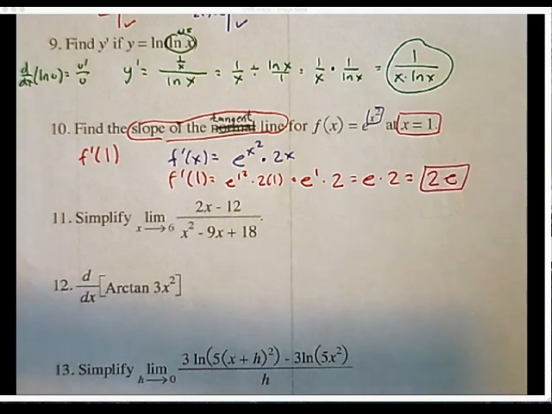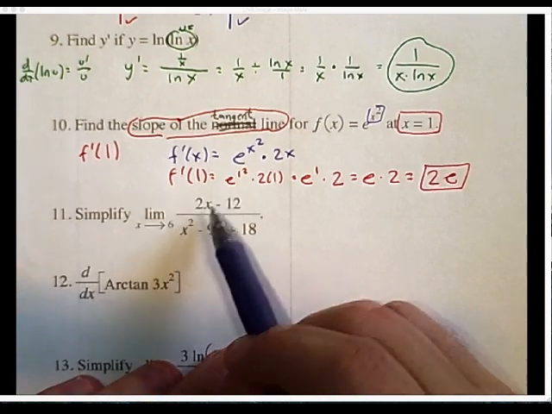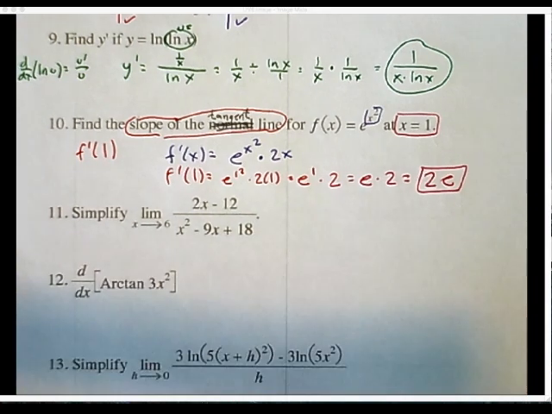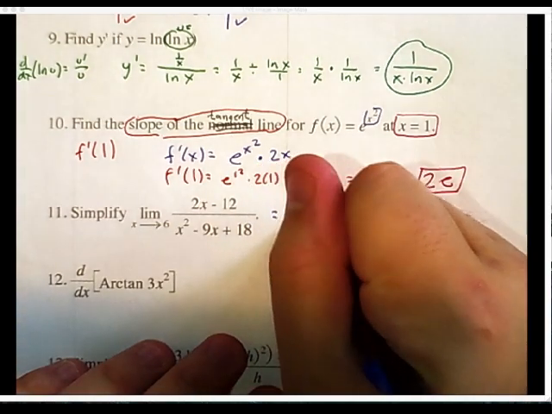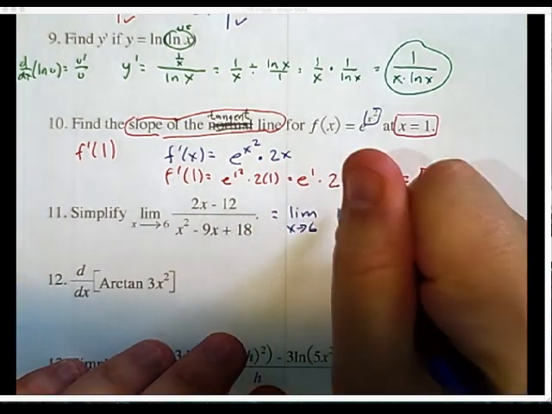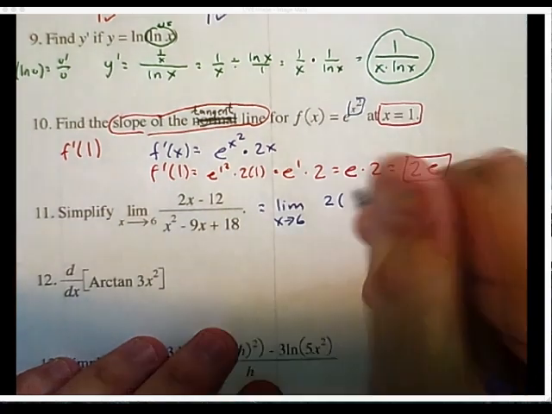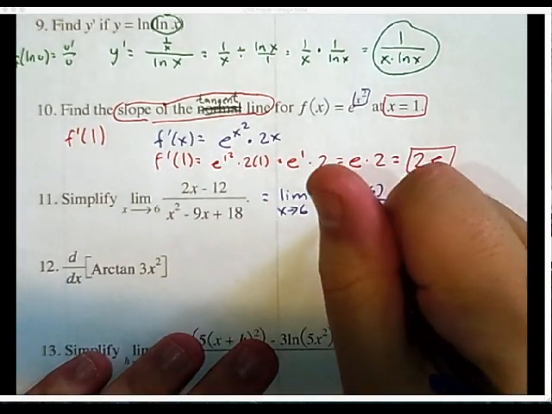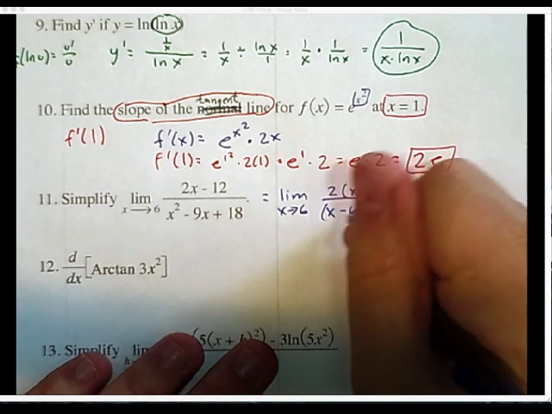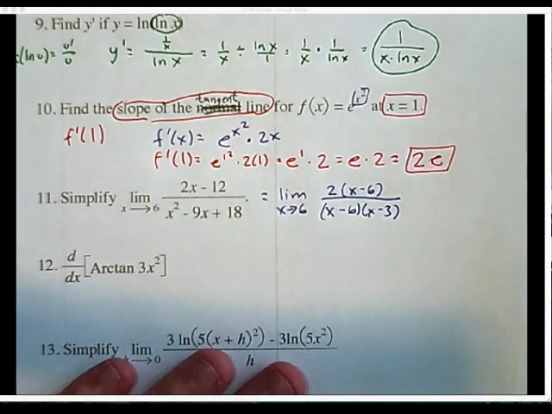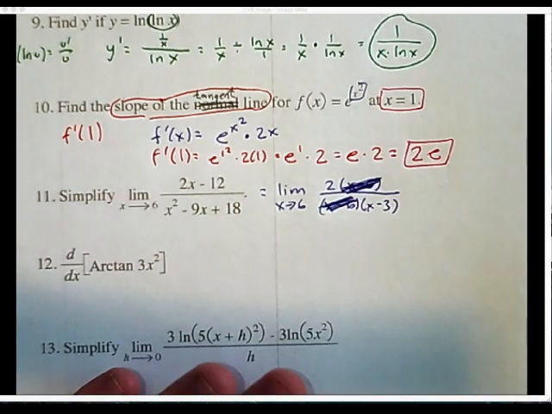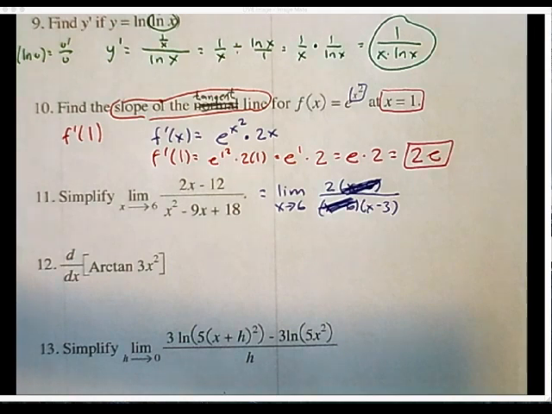Number 11, I'm trying to simplify a limit. I'll tell you right now, if I plug in 6 here and 6 here and 6 here and try to simplify it, I'm going to get 0 over 0. So let's try some factoring. If I factor out a 2 from the numerator, I get x minus 6. And if I factor this quadratic, I get x minus 6 times x minus 3. That's nice because these x minus 6's cancel each other. Remember, it says I'm approaching 6, not necessarily what I get when I plug in 6.